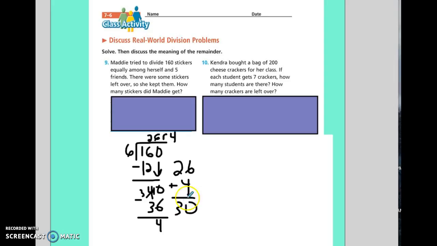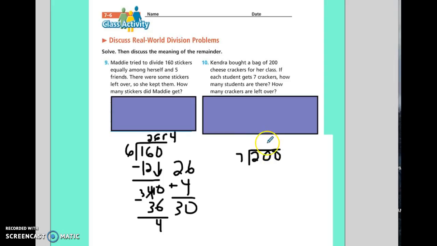All right. Lastly, let's do this last problem. Kendra bought a bag of 200 cheese crackers for her class. If each student gets 7 crackers, how many students are there and how many crackers would be left over? So why don't you go ahead and pause and solve for yourself. All right, let's see how you did. So she bought a bag of 200 cheese crackers for her class. If each student gets 7, it's 200 divided by 7.